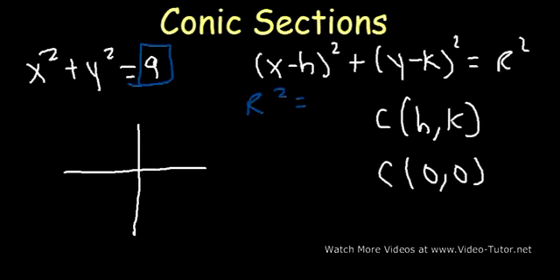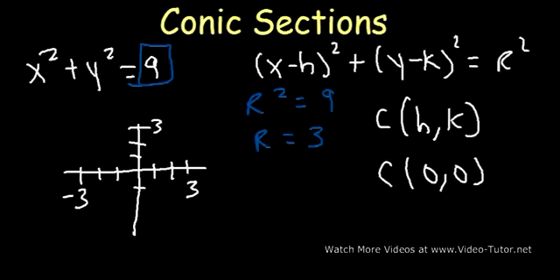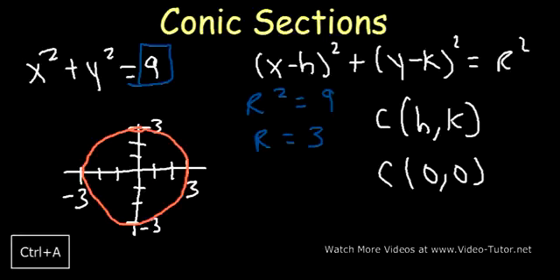So if r squared is equal to 9, if you take the square root of both sides, you'll see that the radius is 3. So starting from the origin, which is 0, 0, you need to go 3 to the right, 3 to the left, up 3, and then down 3. And then draw a circle connecting those points. So that's how you can graph that particular circle or that equation. Let's try another example.